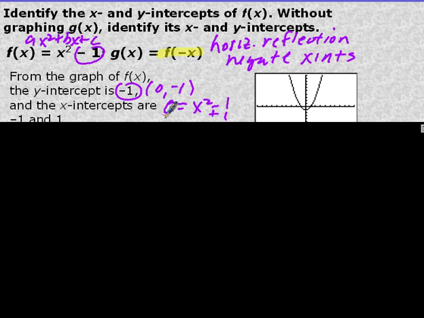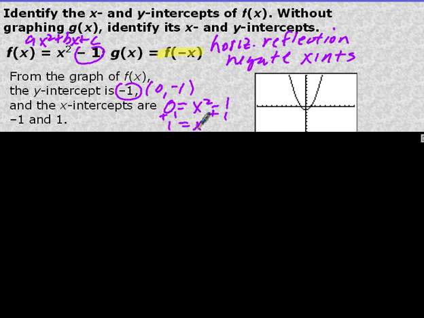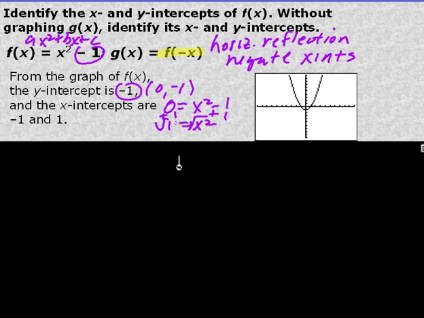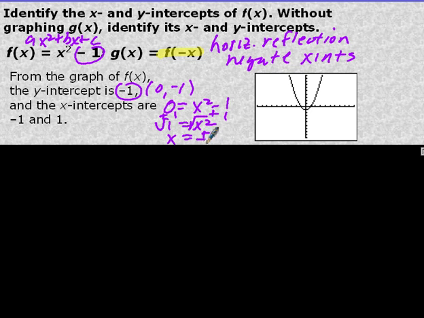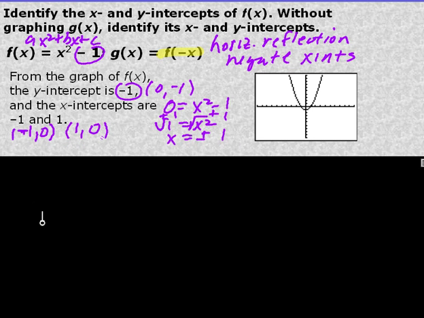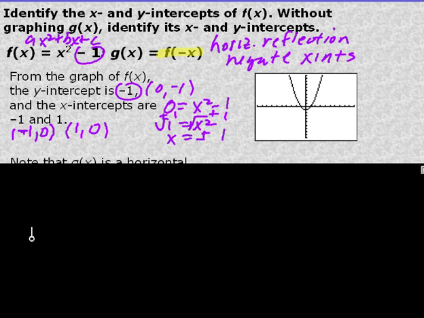Add 1. We're going to get 1 is equal to x squared. We're going to square root, and you're going to get x is equal to positive and negative 1. So we've got two x-intercepts, -1 and +1. Now, our transformation says that we negate those. So our new ones are going to be: negate -1, we get +1, 0, and negate this, and we get -1, 0, and our y-intercept stays the same.